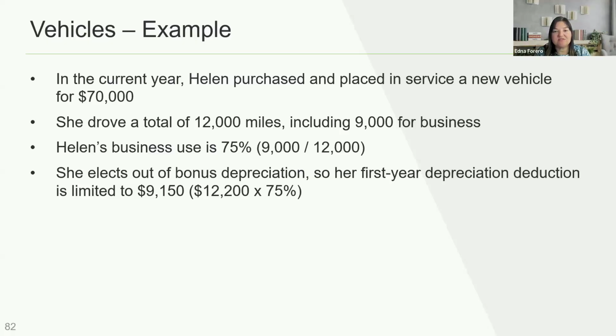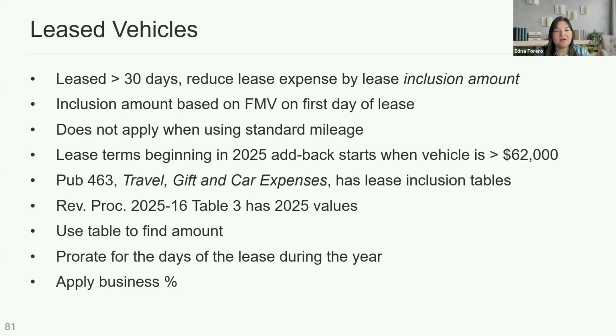So 9,150. If it was 100% use, then she would take the full amount. If she wanted to do bonus depreciation, then it could be higher as well. But this is straight 1 year, first year. All right, lease vehicles are a little bit different.